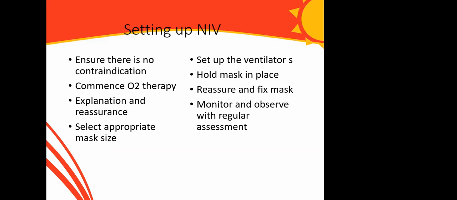Then you select the appropriate mask size for the patient and set up your ventilator settings. Make up your mind: does the patient require CPAP or BiPAP? And what kind of machine do you have? Do you have a CPAP machine or BiPAP? Most hospitals have a CPAP machine. You hold the mask in place where you want it, you reassure the patient, and you fix the mask. Then you start your ventilation with regular monitoring and assessment of the patient's vitals.